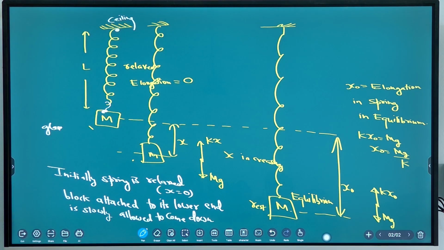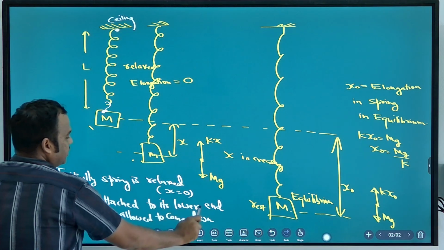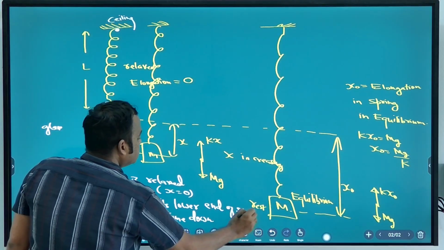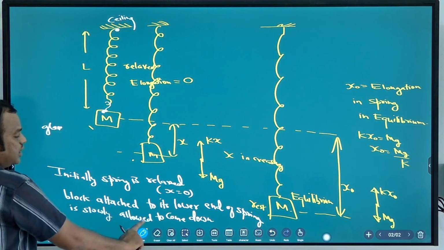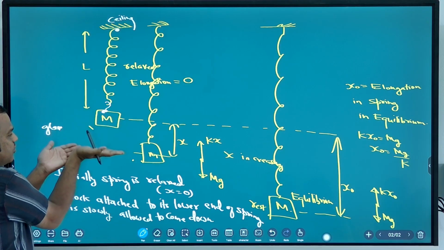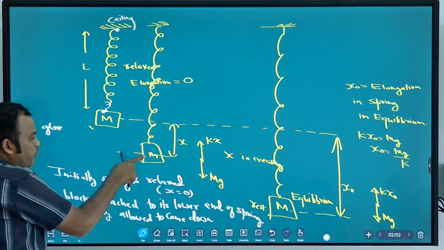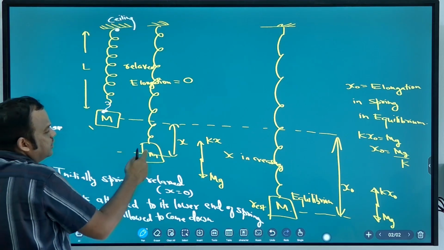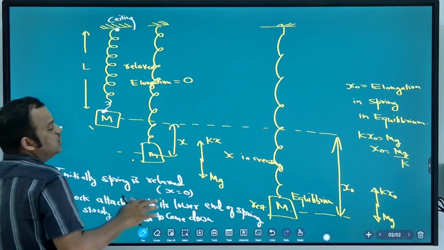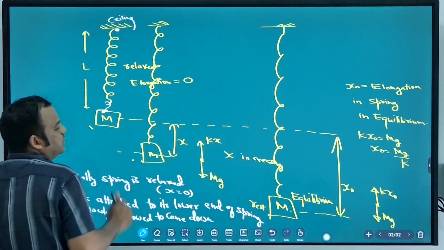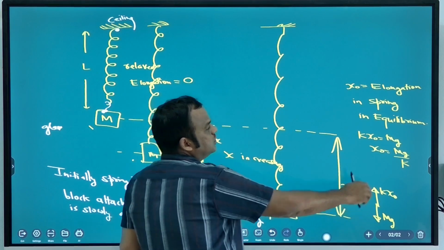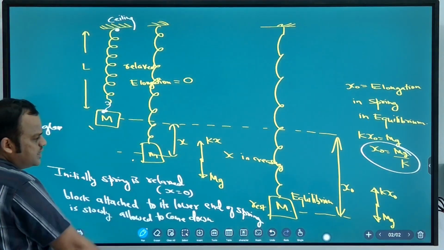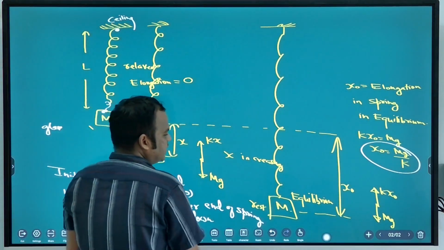Like this, gently, slowly. So a block is attached to the lower end of the spring, and slowly allowed to come down. At one point it will come to rest, so you can remove your hand. Now it is not going up or down. So the downward force is mg, the upward force is kx, so they balance. This is known as the elongation, mg by k. Now it is at rest.